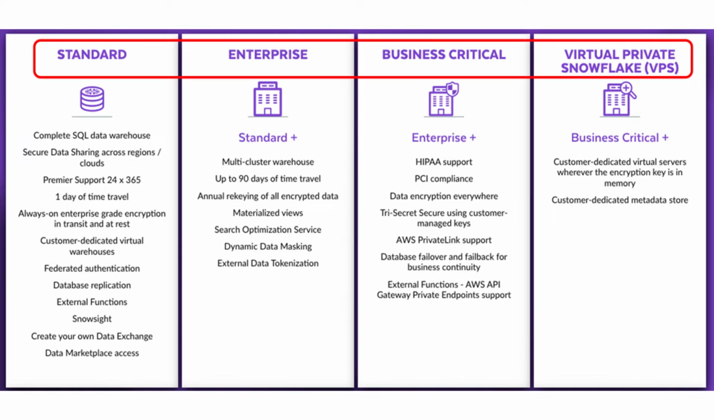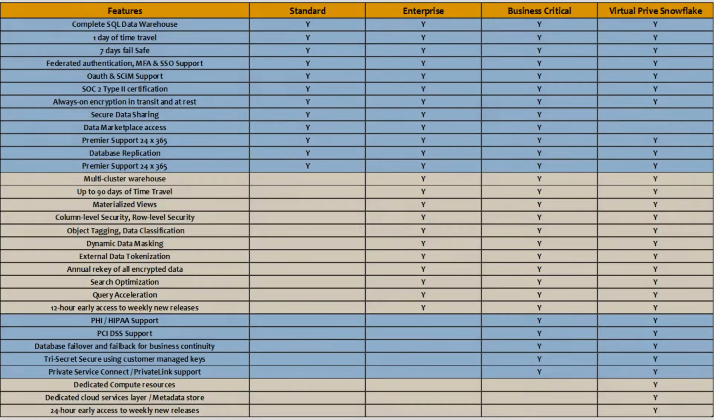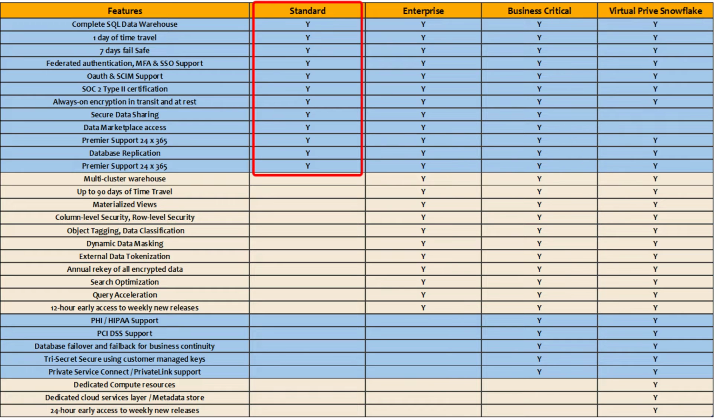Snowflake offers 4 fantastic editions, each providing additional features and functionalities compared to the previous one. This allows you to choose the edition that best aligns with your organization's specific requirements and budget. The Standard Edition is the introductory offering, providing access to core platform functionalities. It maintains a strong balance between features and cost. Some of the notable features included in Standard Edition are complete SQL data warehouse, 1-day time travel and 7 days fail-safe. Security features such as federated authentication, MFA and SSO. Secure data sharing and data marketplace access.